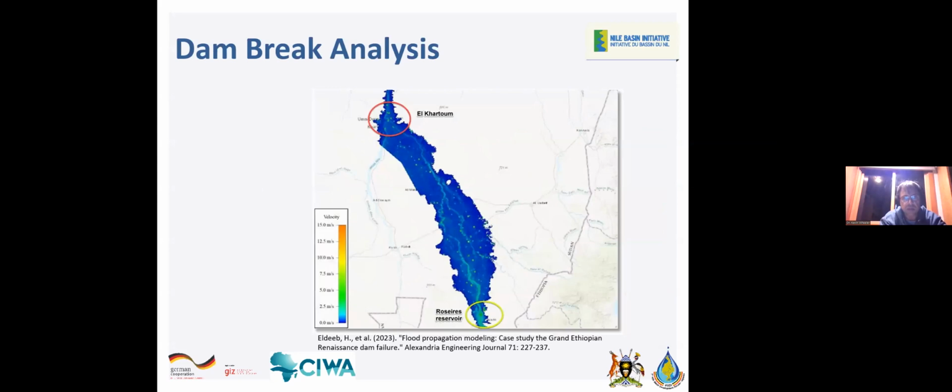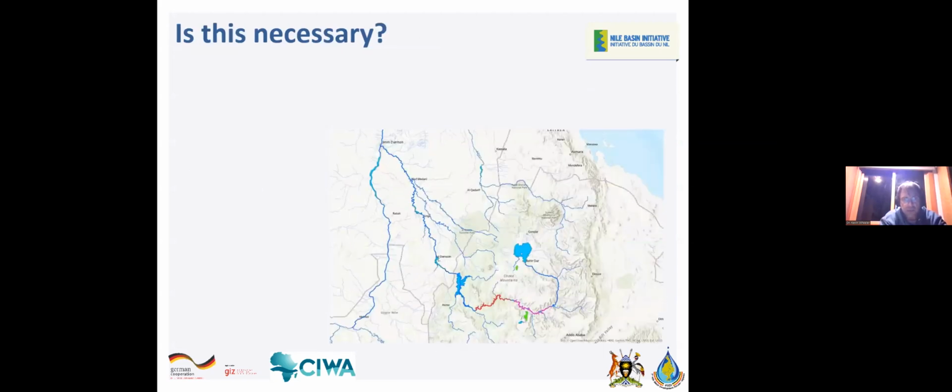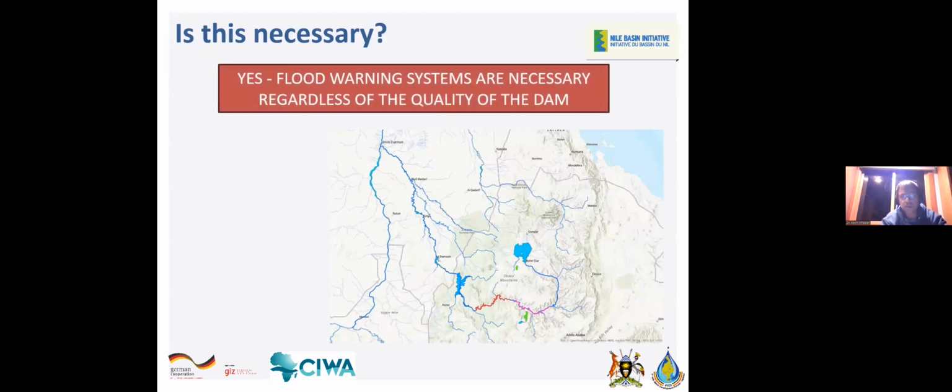response plans in place. So one dam break analysis that was recently published does show a fairly wide swath of potential inundation if and when there would be a dam failure at the GERD and passing through the Roseires Reservoir and on downstream. There's several of these studies out there. They differ in terms of what the impact is, but it's important to recognize that there's always a risk. Is this necessary? Absolutely. Flood warning systems are necessary regardless of the quality of the dam. There has to be a plan in place if something were to happen.